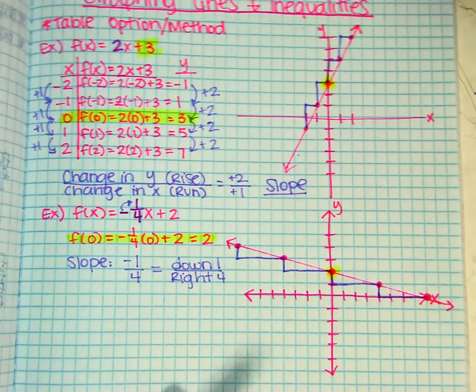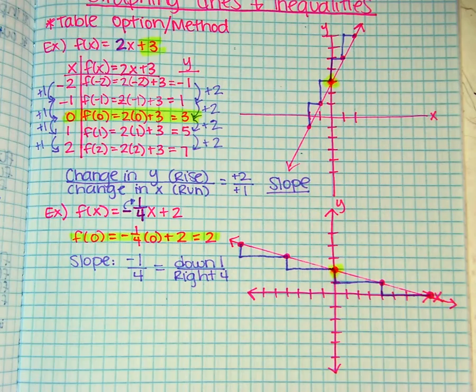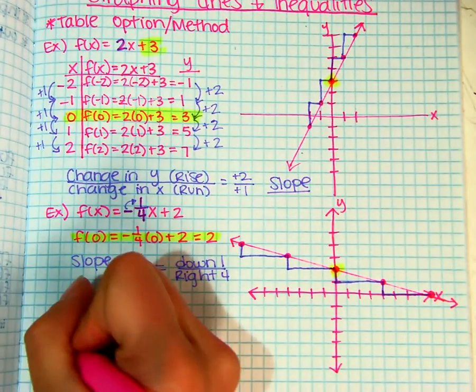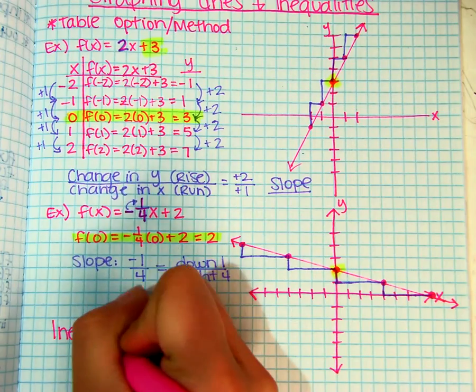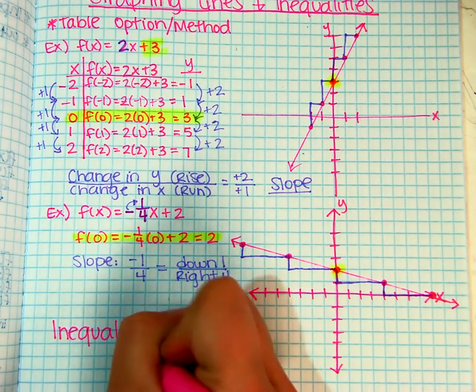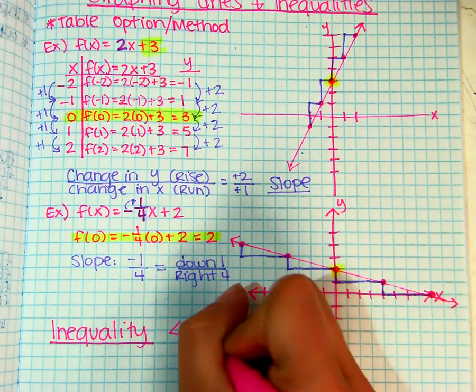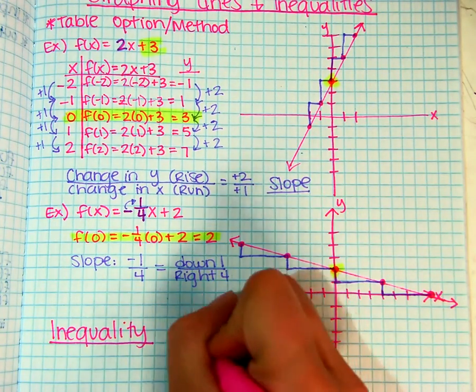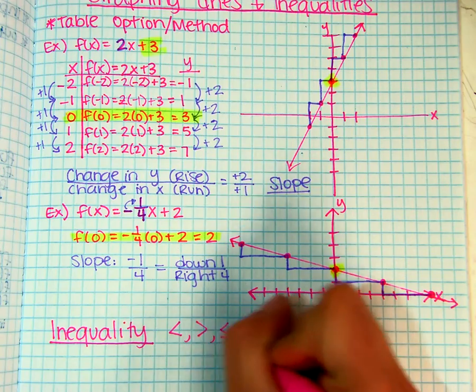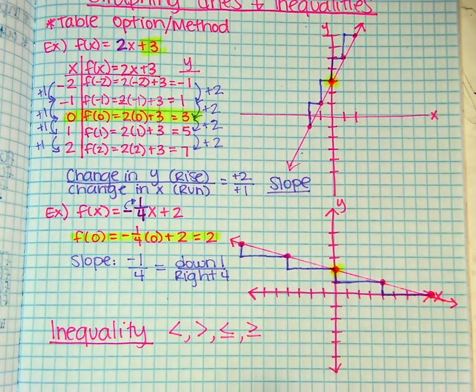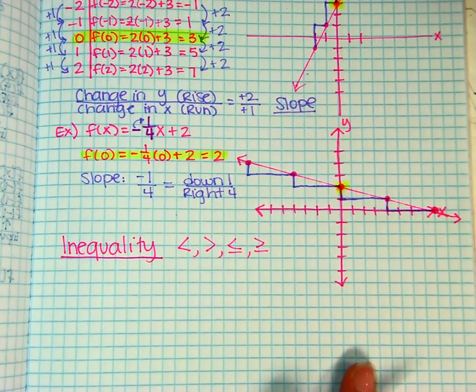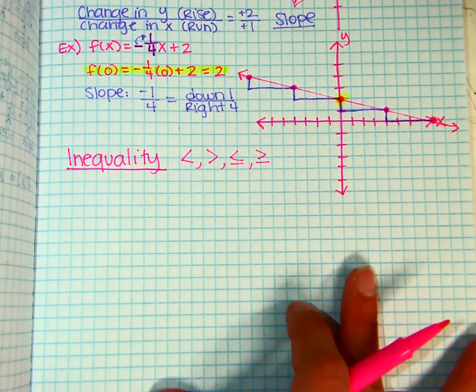Now, what we're going to do is make sure we know how to do this thing called an inequality. All right, so that is our greater than, I'm sorry, that's less than. Greater than, less than, or equal to, or greater than, or equal to. So that's when we're going to get into the shading, okay, and solid line versus a dashed line.